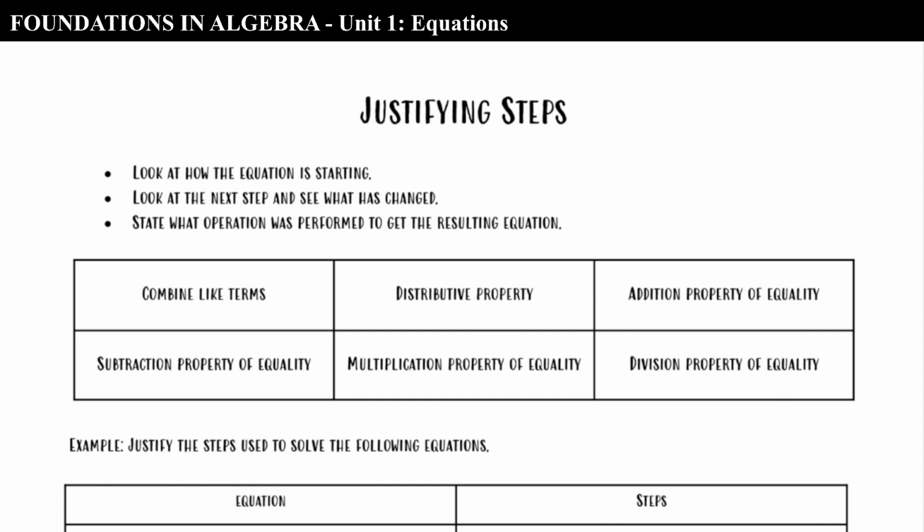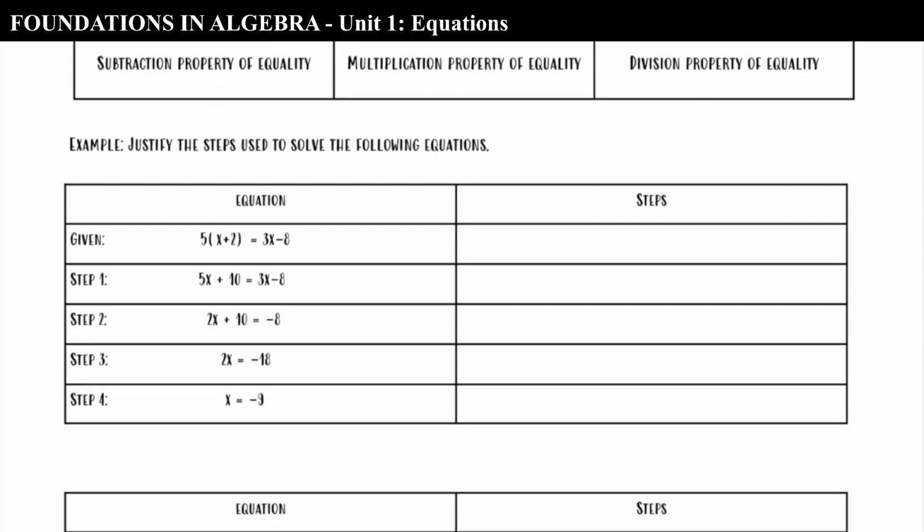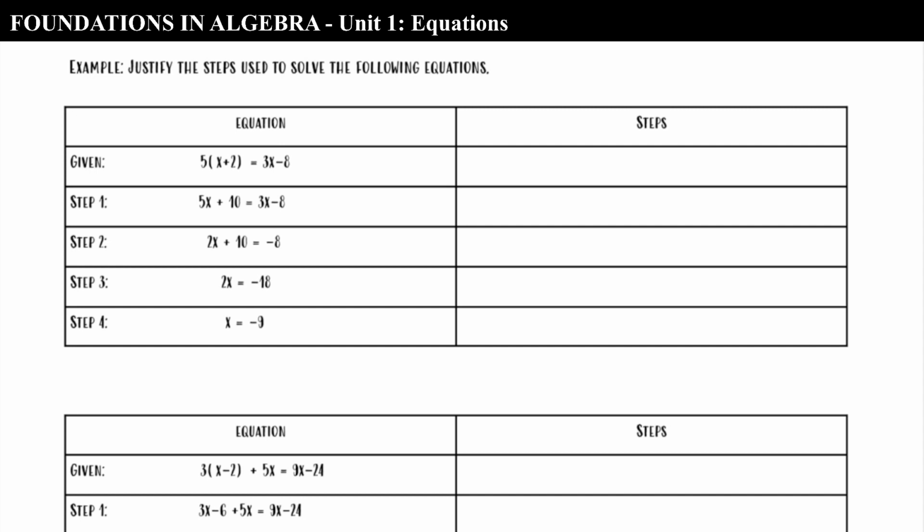So, with that little bit of introduction, let's go ahead and do some examples. In this example, we are given all the steps used to solve the following equations. We need to just justify what they are. Okay, so this first step is our given. If you are presented the given, we'll just say this is our given equation. Now, to get from the given to our first step, we distributed our 5 to our x and our 5 to our 2, which gave us our 10. So our step here was the distributive property.